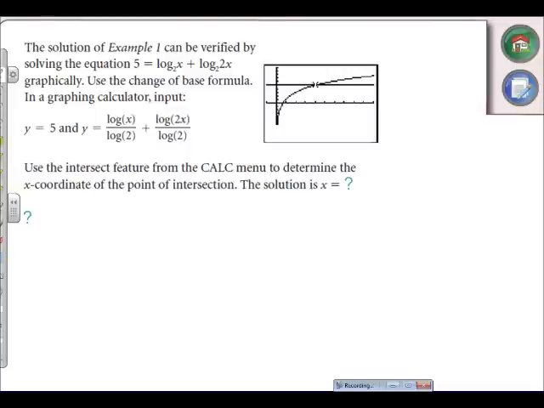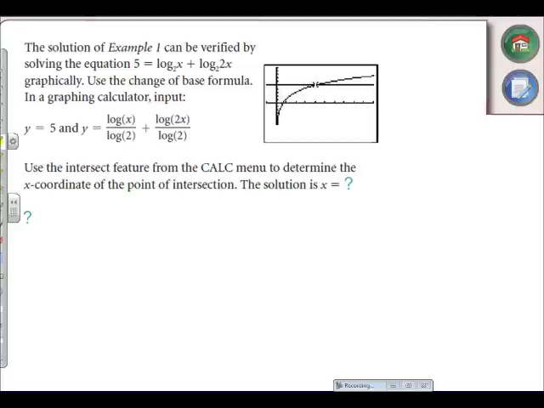Now you could also be verifying with your graphing calculator. Graph left side, graph right side, or graph the two equations and find your intersection. Or equate it to 0 and find your 0. The number of intersections you have is the number of answers you have. If there's only one intersection, there's only one answer.